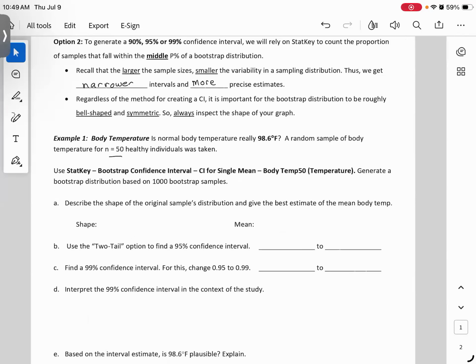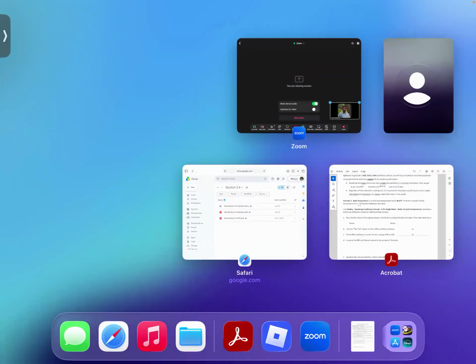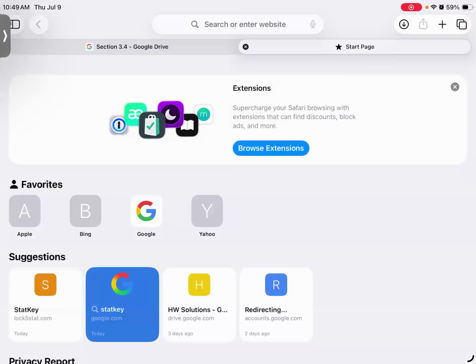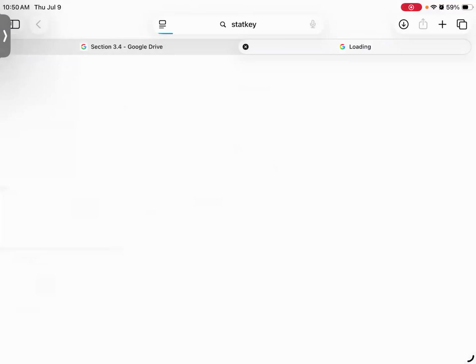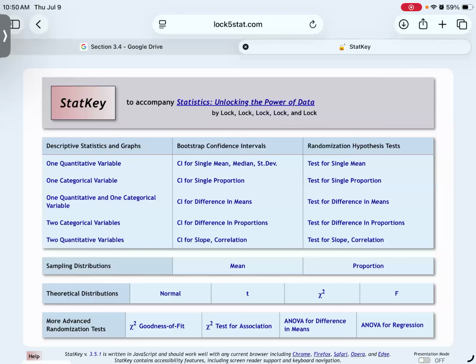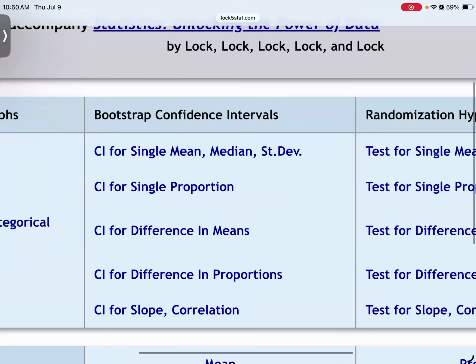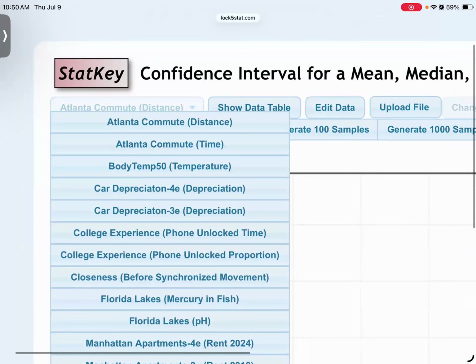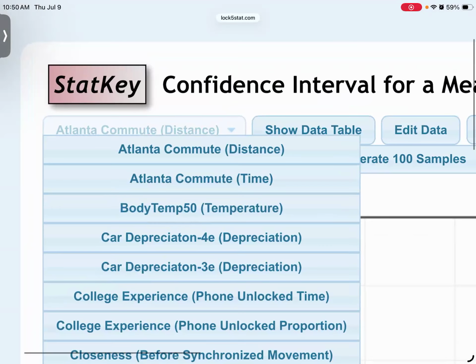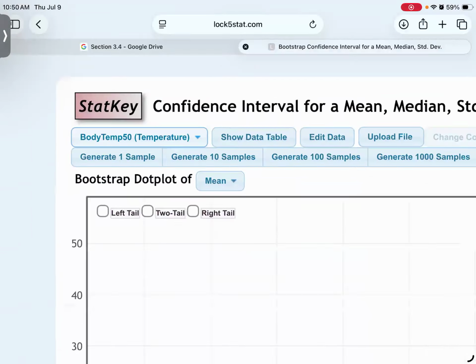body temp 50. Here we go. Let's get there. And let me open up a tab for StatKey. There it is. Once you get to the home page of StatKey, right in the middle, very top is the one that we're looking for: CI, confidence interval for single mean. Now they've already got the data set preloaded, and there it is. Body temp 50, temperature, the third one.